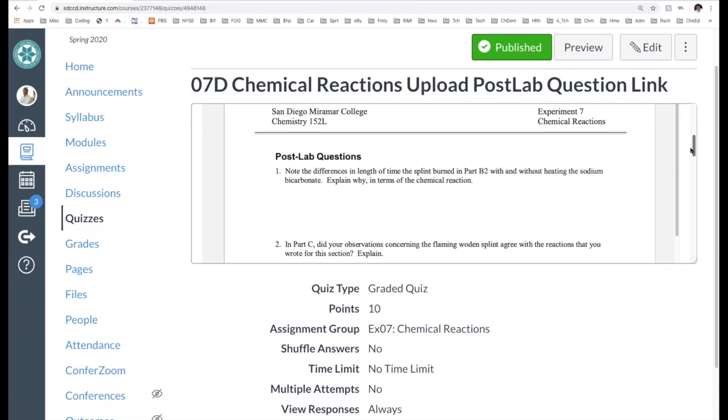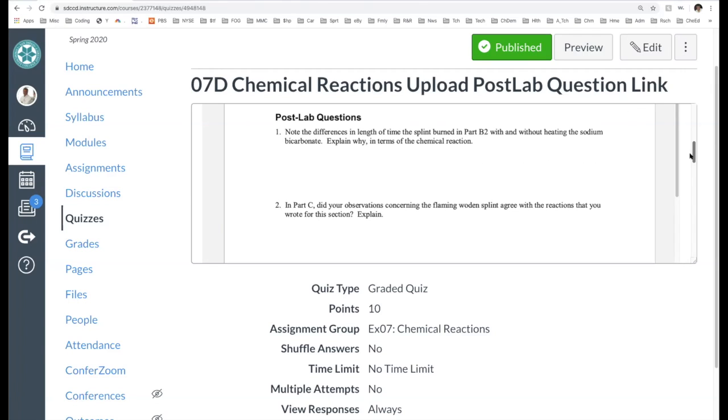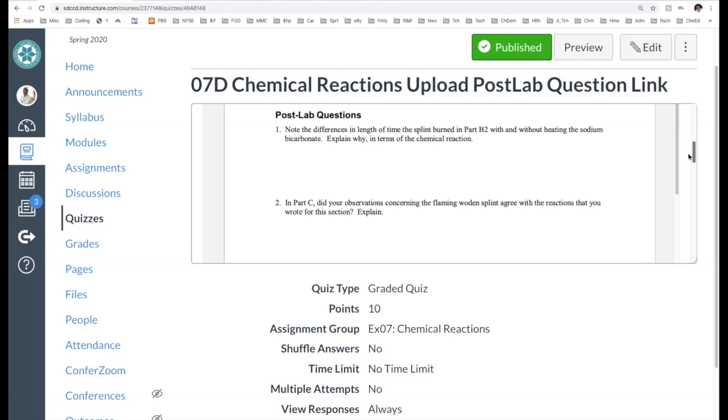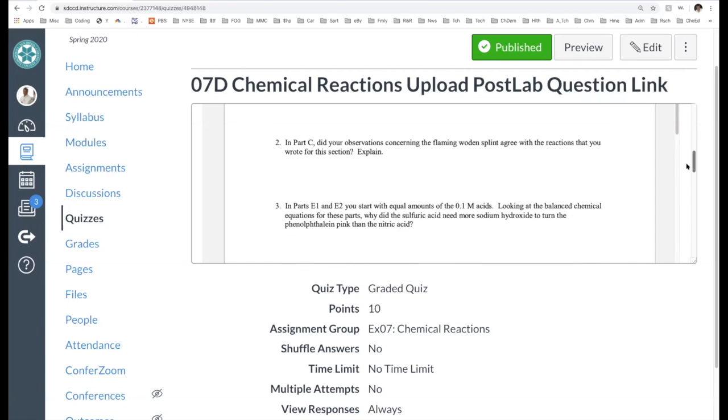Note the difference in length of time the splint burned in part B2. Remember, one was 9, the other one was 1. So try and explain why there's a difference. In part C, did your observation concerning the flame on the wooden splint agree with the reaction that you wrote for this section? Number 3, part E1 and E2, you start with an equal amount of 0.1 molar acid.